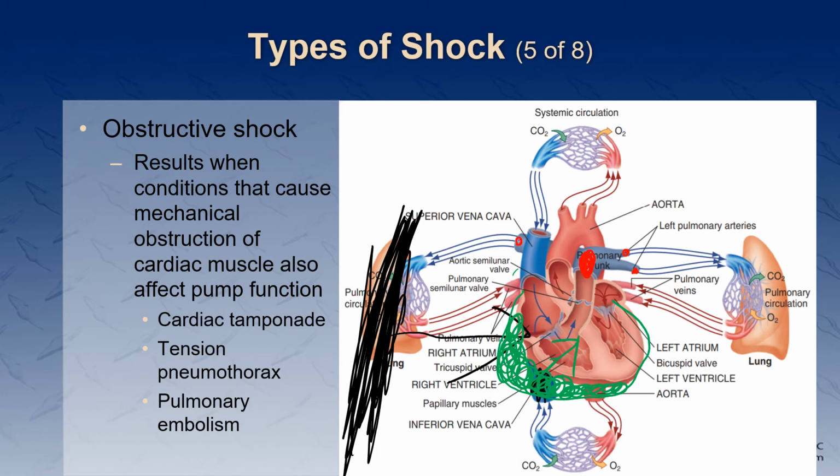And it's really, really important for you all to recognize that this is mechanical obstruction of the heart that causes this, right? Or mechanical obstruction of the blood flow.